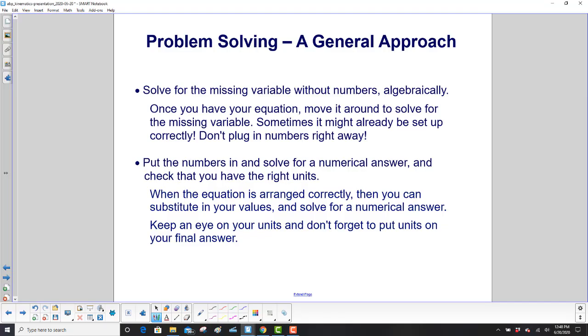Once you have your equation, move it around to solve for the missing variable. Sometimes it might already be set up correctly, but do not plug in numbers right away. That's the last step. Finally, put the numbers in and solve for numerical answer. And check that you have what? The right units. When the equation is arranged correctly, then you can substitute in your values and solve for numerical answer. Keep an eye on your units, and don't forget to put units on your final answer.